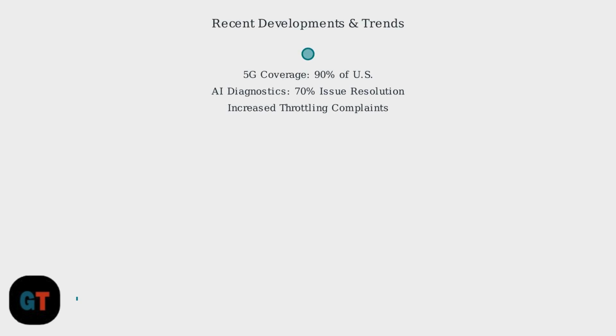Since 2023, Cricket has significantly expanded 5G coverage, but outages and slowdowns can still occur during peak hours or in underserved regions. A July 2025 FCC report noted increased throttling complaints due to network congestion. Cricket's AI diagnostics in their app resolve about 70% of data issues quickly.